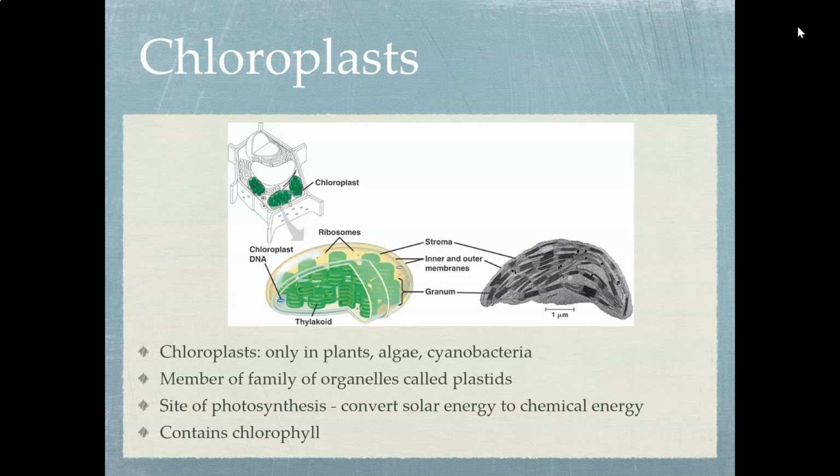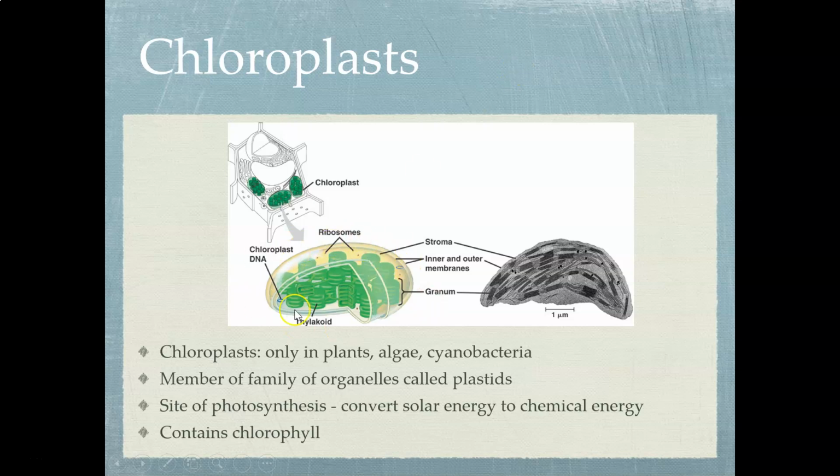Chloroplasts are just one type of organelle that is in a whole family of organelles called plastids. We won't dive real deep into them, but just know that there are other plastids that exist. And this is the site of photosynthesis, I should say. And this is where we're going to convert that solar energy into chemical energy.